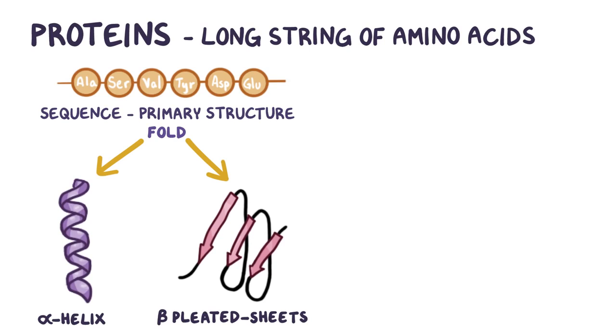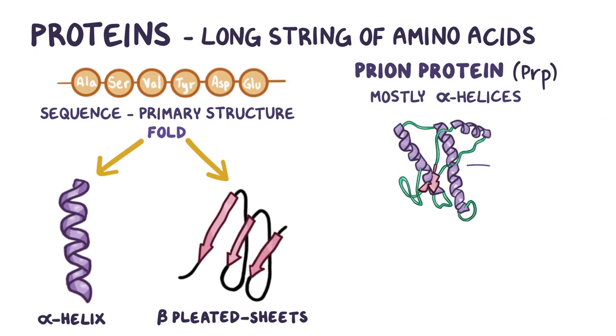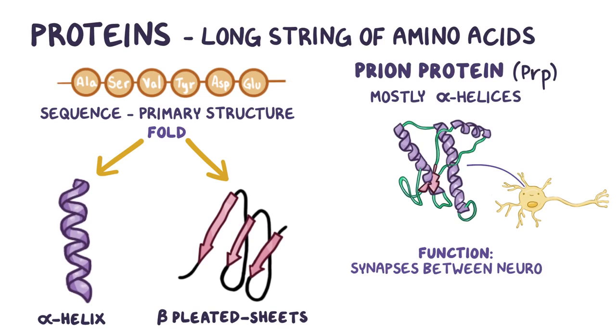Now, there's a protein called prion protein, or PRP, which is encoded by the PRNP gene. This protein is 253 amino acids long, and is made up of mostly alpha helices, and it's most commonly found in the cell membrane of neurons. Although the function of PRP is unknown, it's thought that it might play a role in synapses between neurons and the uptake of copper into the cell.